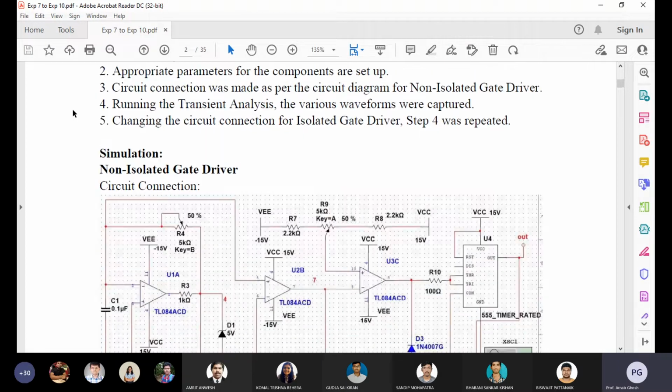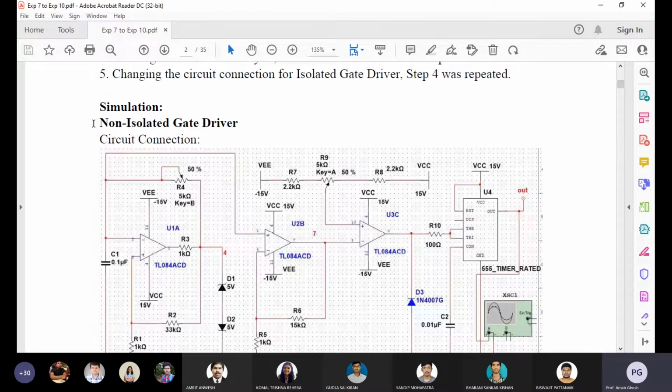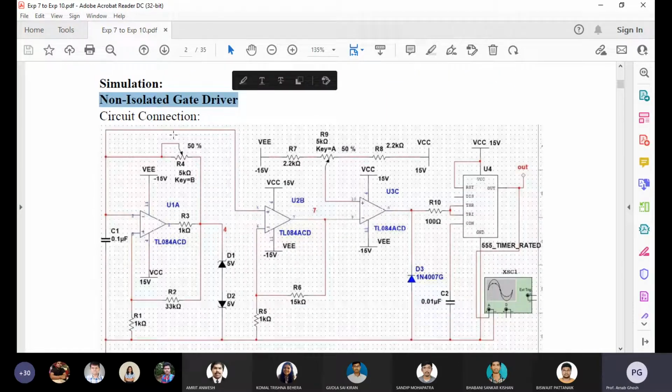Here you can see first the non-isolated gate driver. We are using three op amps, the Texas Instruments TL084. One single TL084 chip has 4 op amps, and we are using 3 of them. The fourth is not required, so we are not using it.